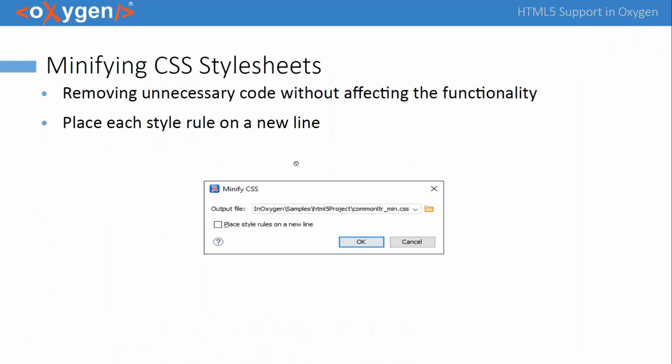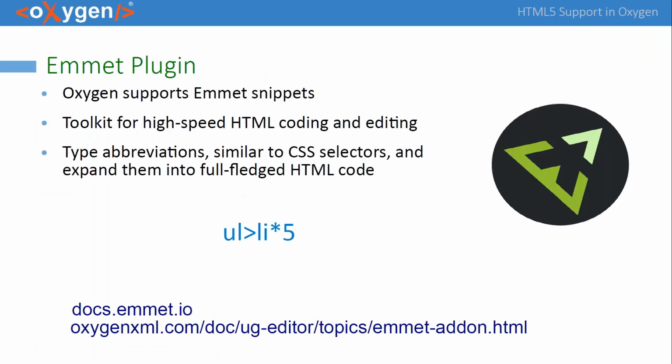So we have this action also for CSS. Then another important addition in the HTML support is this Emmet plugin. Most of the tools, the HTML frameworks, are using this Emmet support, and it's a tool for high-speed coding in HTML. It uses CSS selectors to allow you to easily edit and insert HTML document, such as this one.